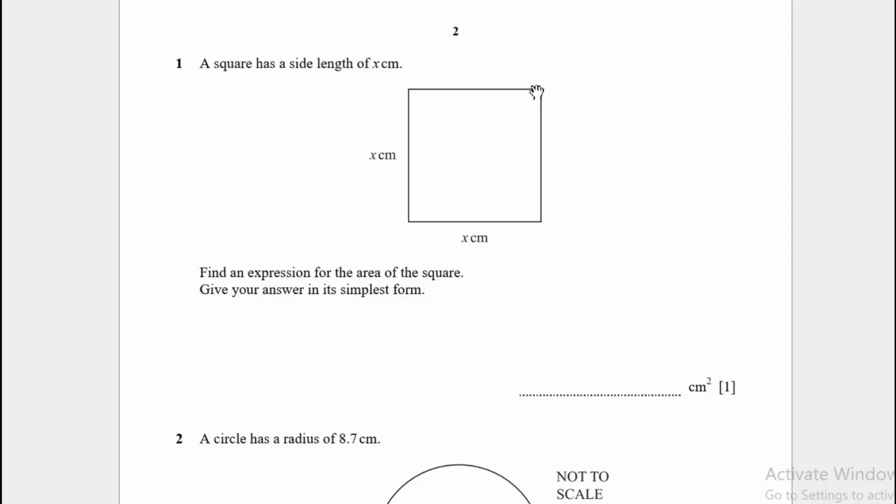Yes, viewers, in this video, we'll discuss the past paper of Lower Secondary Checkpoint 0862, Paper 2. In this paper, a calculator is also allowed. So here we have question number 1.